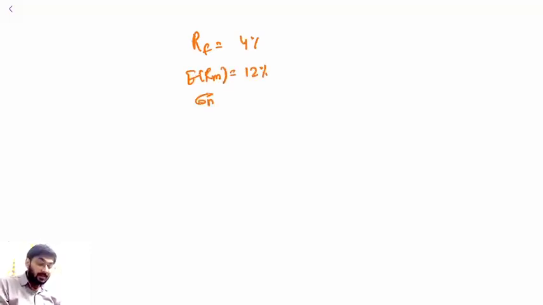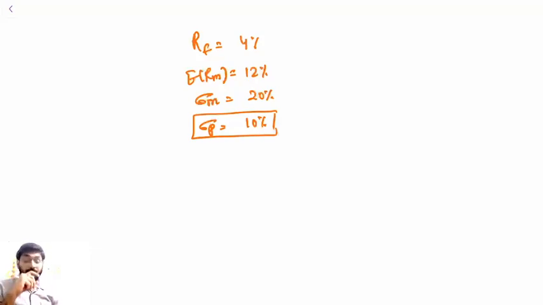Now, similarly, we can solve one numerical for the capital market line as well. Suppose the RF is given as 4%, expected return of the market is given as 12%, standard deviation of the market is given as 20%, and the standard deviation of the portfolio. Suppose the investor wants 10% standard deviation of the portfolio. Then in this situation, what should be the expected return?